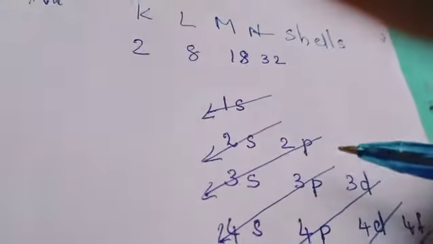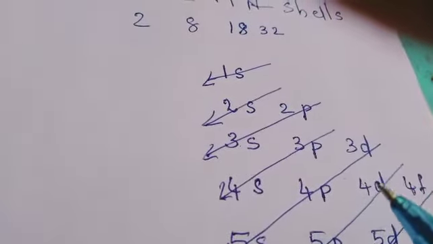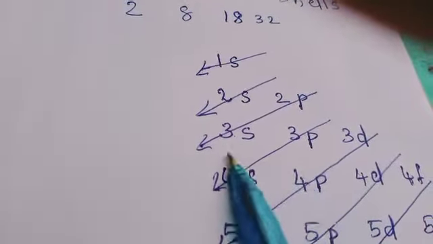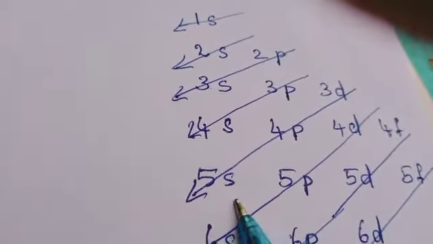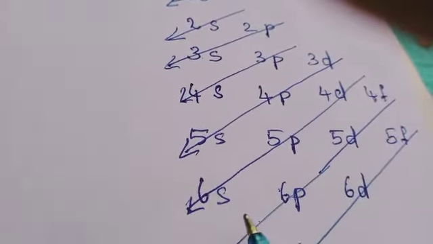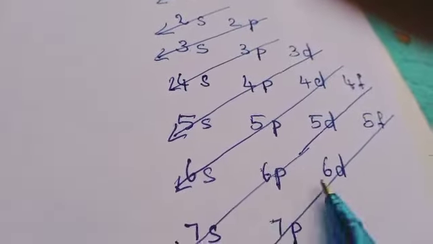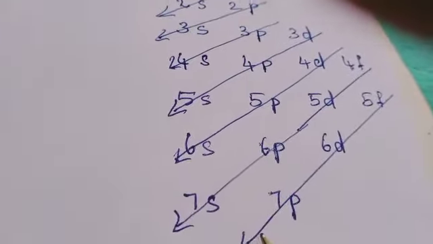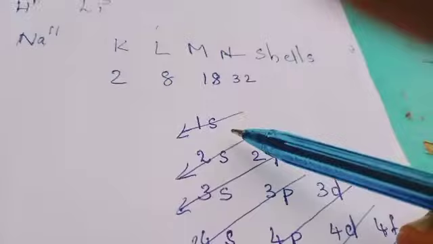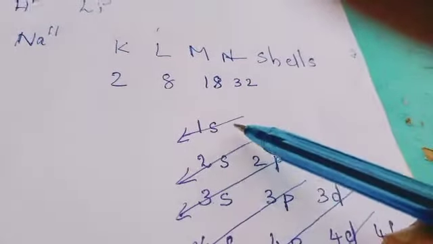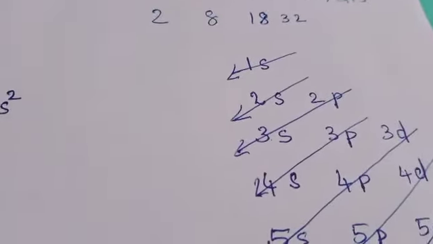Then 1s, 2s, 2p, straight on, then 3s, 3p, 3d, then 4s, 4p, 4d, 4f, then 5s, 5p, 5d, 5f, then 6s, 6p, 6d. In a straight line we have to write each of these subshells, then 7s, 7p. According to this pattern we will write the electronic configurations that I will discuss now.